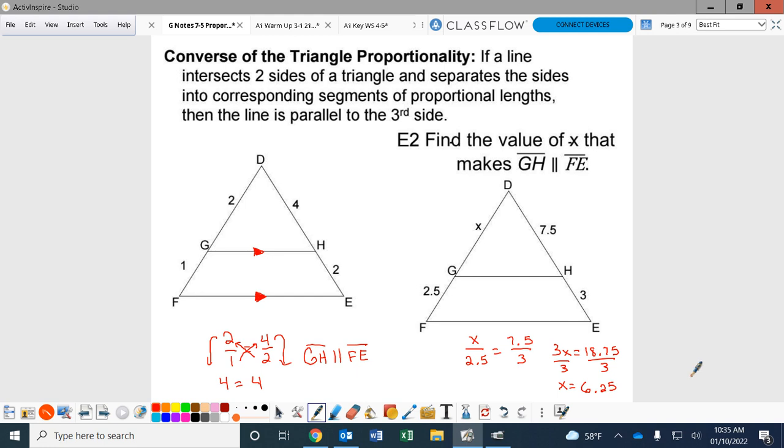6.25. Okay, but if this had directions, which all the ones we've been doing, we've been rounding to the nearest tenth. That's what's going to be on your test. So we need to put it as x equals 6.3. Everything we've been doing the same, so I want to stay consistent on the rounding.